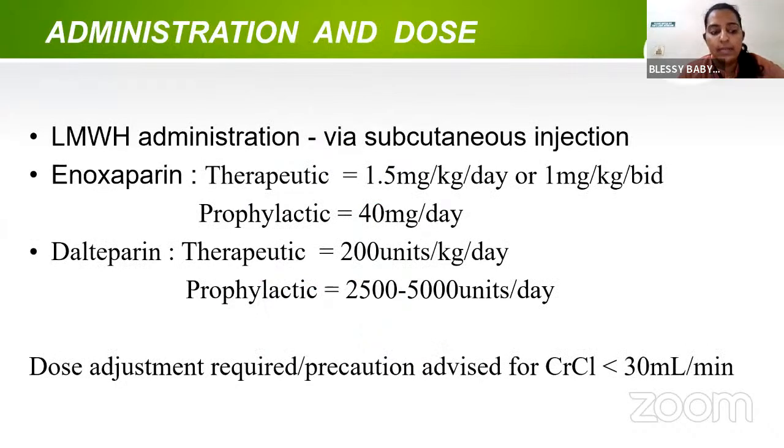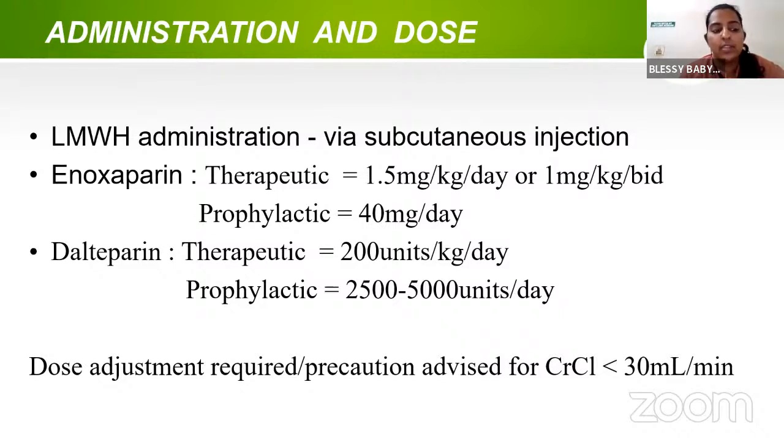Then about the administration and dosing. Low molecular weight heparin is mainly administered by subcutaneous injection. Regarding the dosing, it can be a therapeutic dose or a prophylactic dose. For enoxaparin, the therapeutic dose is 1.5 milligram per kilogram per day or 1 milligram per kilogram 12 hourly, and the prophylactic dose is 40 milligram per day.